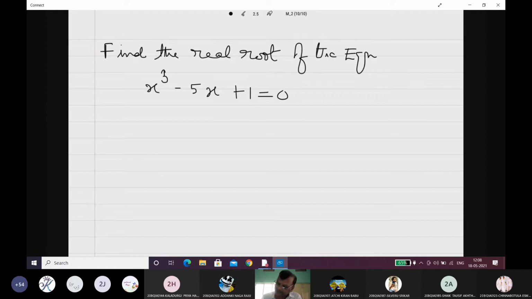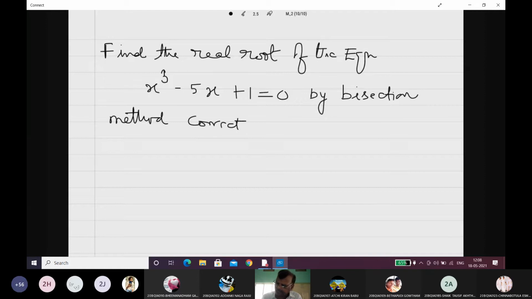By bisection method, correct to 2 or 3 or 4 decimal places, any one of that, depending on the nature of the problem. Correct to 3 decimal places.